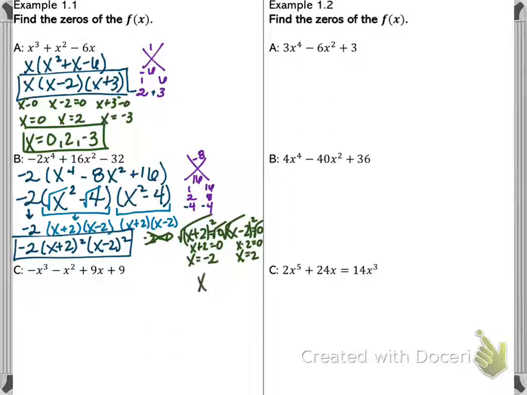And technically, both of these items have multiplicity, so we're going to write this out: negative 2, positive 2, each with multiplicity of 2.